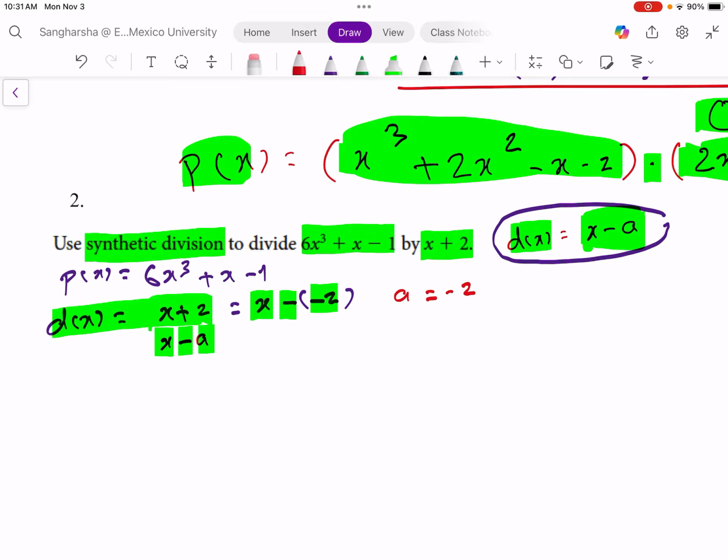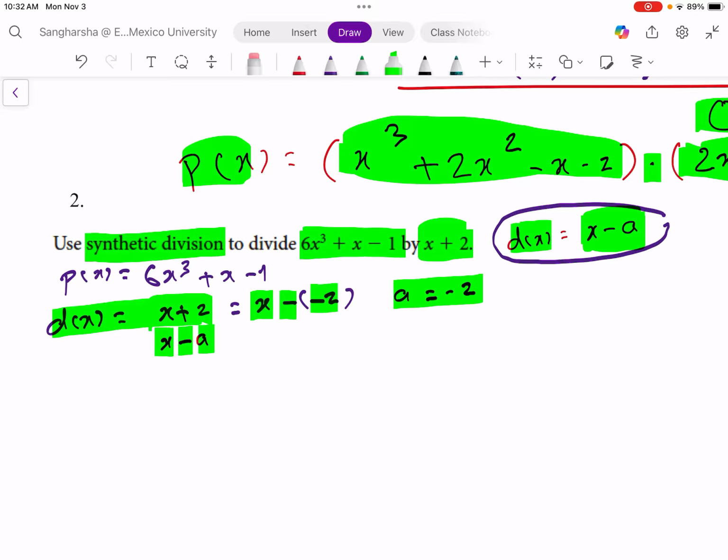And writing our polynomial in the descending order of exponent of the variable is always the first step. Now it's already in the order, so we are not rewriting. The next step, you compare your divisor with x minus a and find the value of a, and that a is negative 2 in this case. The next step, we write down the coefficient of each term of the polynomial. Now here this is our polynomial, and we are writing the coefficient of each term of that polynomial.